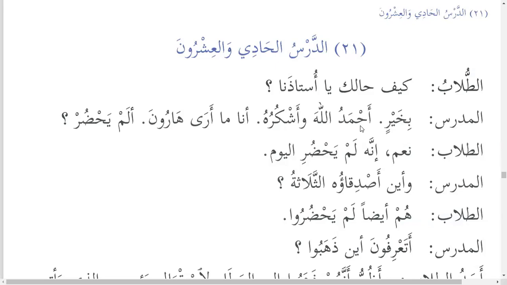Nahmadullah wa nashkuruhu. Ana ma ara Haruna. I don't see Harun. Ma ara Haruna. Normally we know that with the mudari, we use la, but when you want to talk about the present situation, only restricted to the present situation, then we use ma to negate the present tense. Ana ma ara Haruna. I don't see Harun.